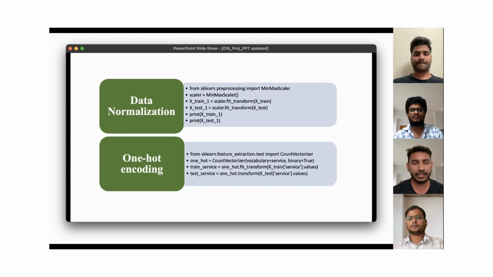This can be achieved through several techniques such as min-max normalization and z-score normalization. Min-max normalization is a technique which scales the data to range between 0 and 1.